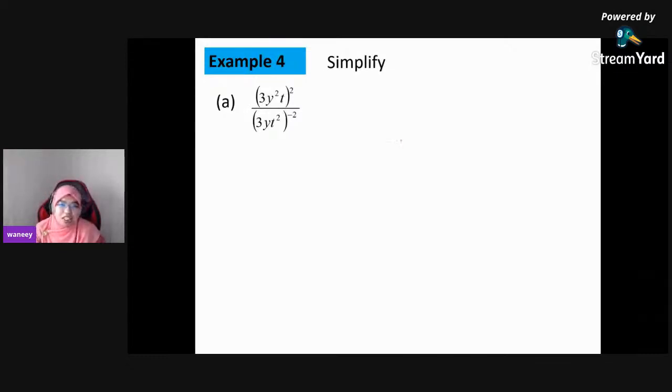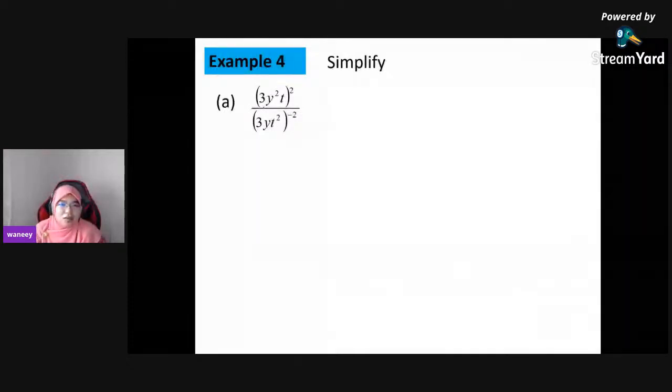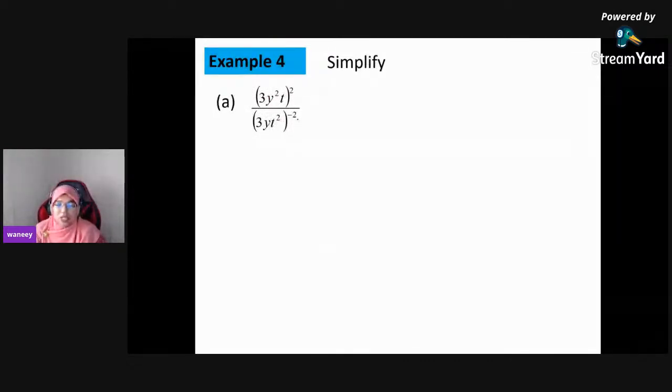Okay, so now let us see this example. So we got 3y to the power of 2y square. So 3y square t square, 3yt square to the power of negative 2. What you should do first is expand them. So we need to expand, the power of 2 for each one. So 3 square, y square, squared, t square. So 3 to the power of negative 2, y negative 2, t square to the power of negative 2.